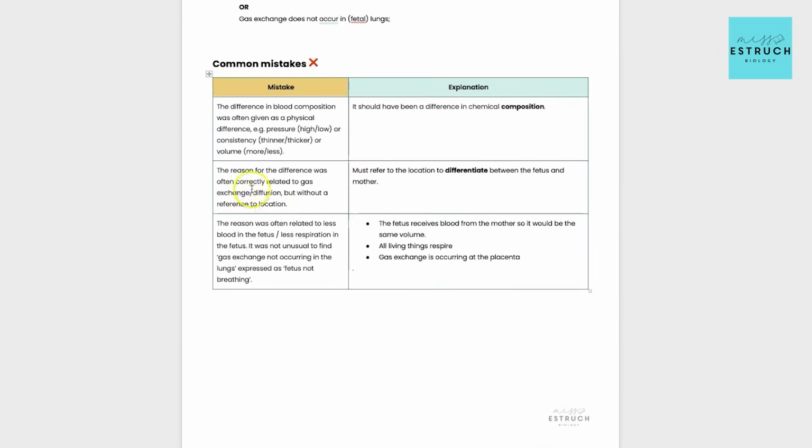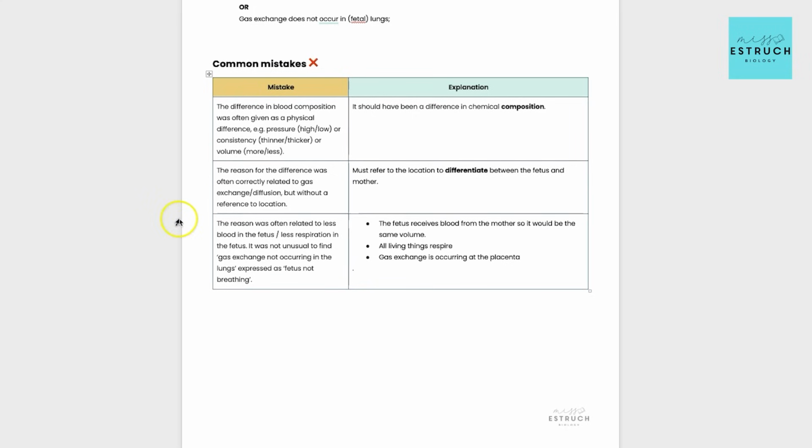Now, common mistakes linked to this then for students were, the difference in blood composition was often given as a physical difference rather than actually saying the composition, which is like chemical composition. So many people talked about the pressure, the thickness, the volume, consistency. So that was why that was an error. Another mistake was the reason for the difference was often correctly related to gas exchange or diffusion, but without reference to location. So you had to say the location to differentiate between the fetus and the mother. So not just saying there would be more oxygen, you'd have to say more oxygen in the fetus's pulmonary artery compared to the mother's.